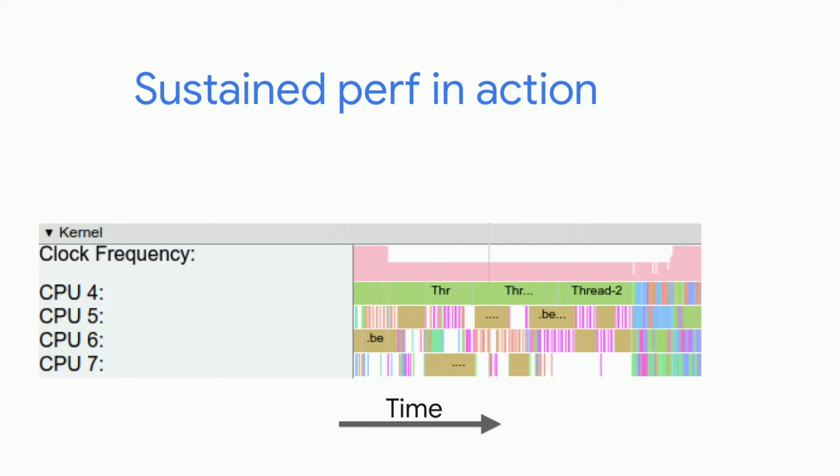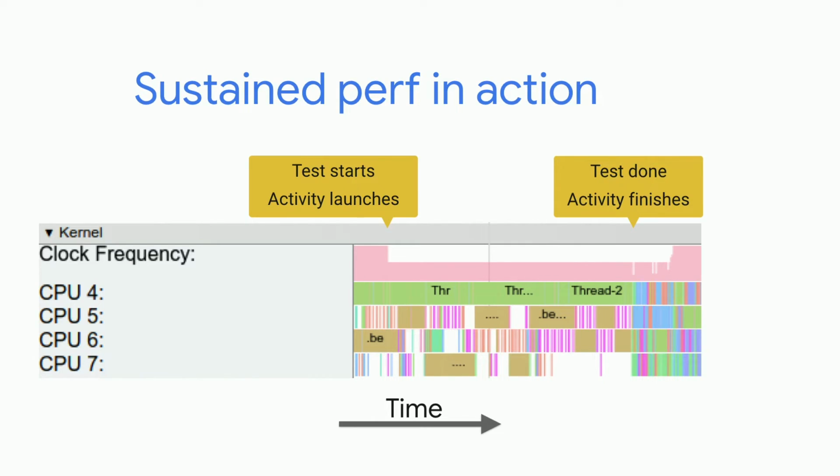Here's a look at what that looks like in systrace. On the top there, you can see clock frequency. Over the time of the benchmark running, when the test starts and the activity launches, bam, we're suddenly locked to half clocks. Perfect. We're not going to thermal throttle in that configuration. Once the test is done, the activity finishes, and then the clocks are free to ramp back up slowly over time.